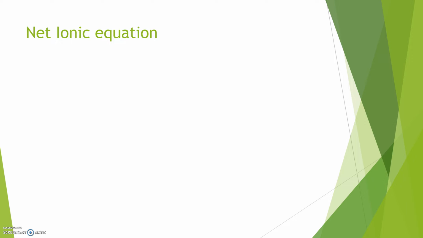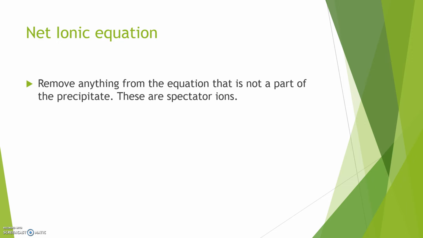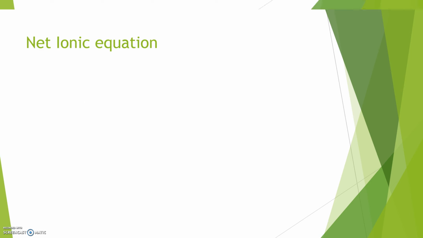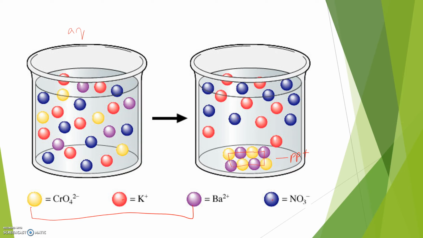And so then we get to what's called the net ionic equation. Remove anything from the equation that is not a part of the precipitate. They are spectator ions. Okay, so if we look back at our picture, these guys that are blue are just hanging out here and they haven't changed. They're just watching this reaction. They are not a part of this reaction. The same is true for these red guys. Potassium's just hanging out here, spectating what is known as our actual reaction.